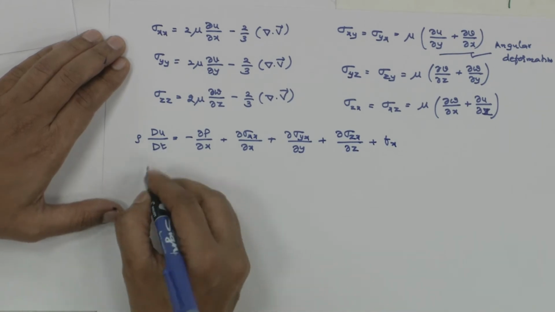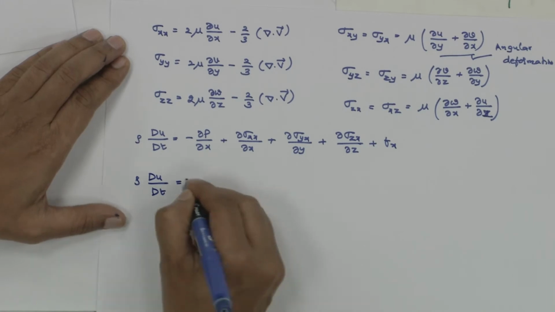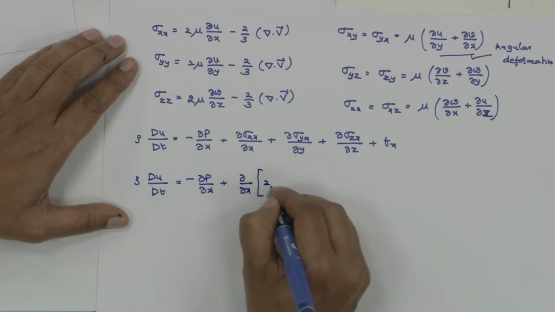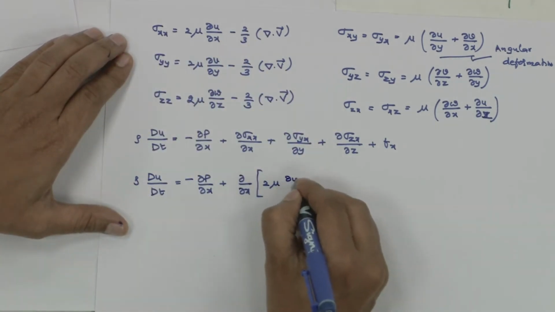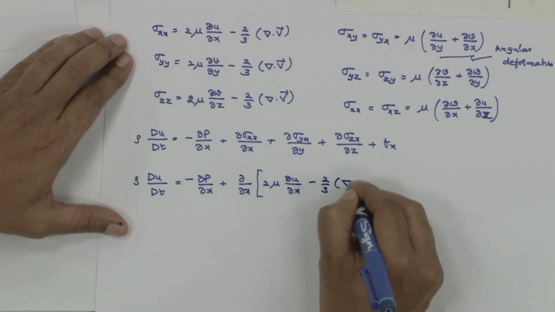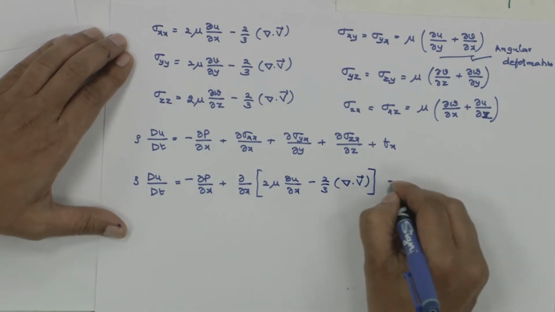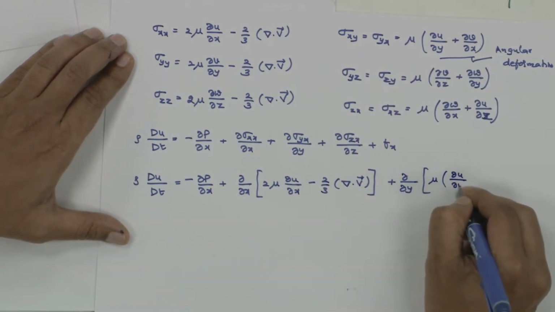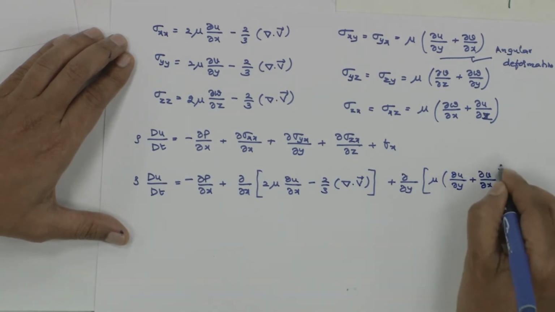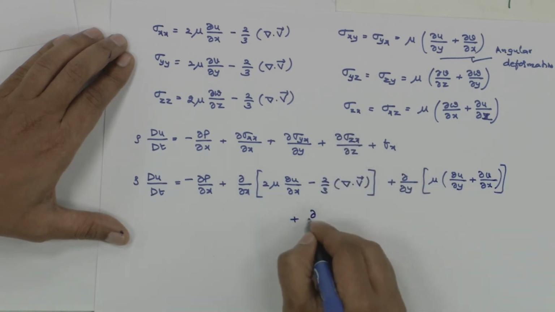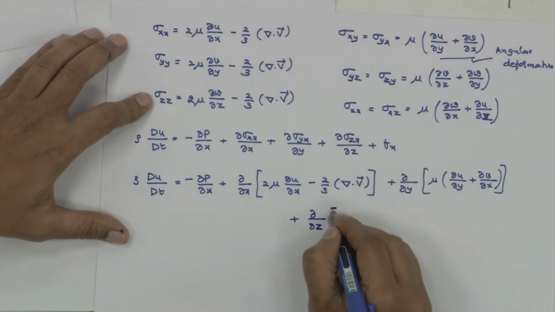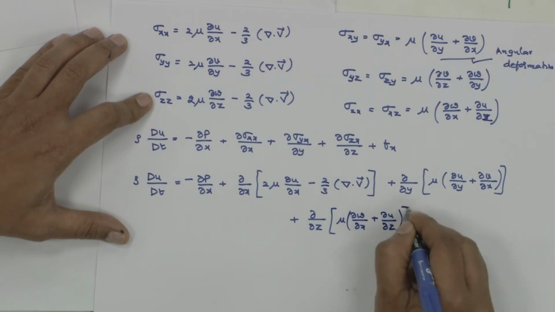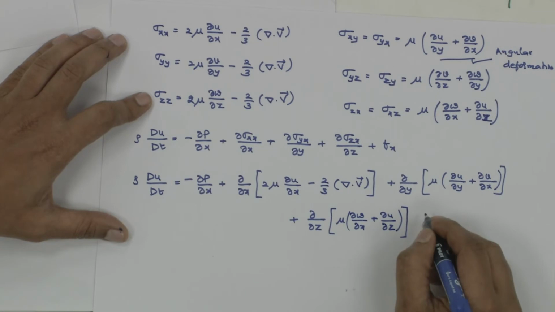So rho du by dt is equal to minus del p by del x plus del by del x of 2 mu, that is this equation I am substituting, del u by del x minus 2 by 3 del dot v, plus del by del y of sigma yx is given here, that is mu into del u by del y plus del v by del x, plus del by del z of sigma zx is given to be mu into del w by del x plus del u by del z, plus fx.